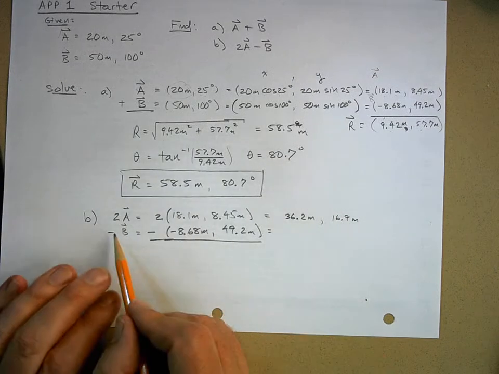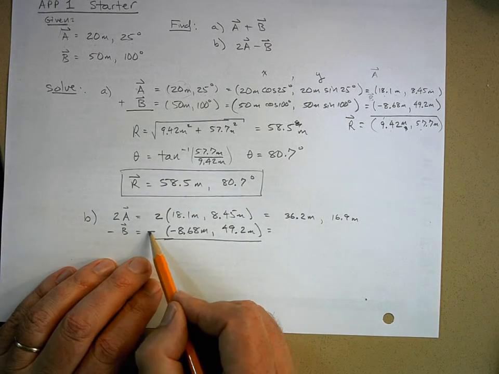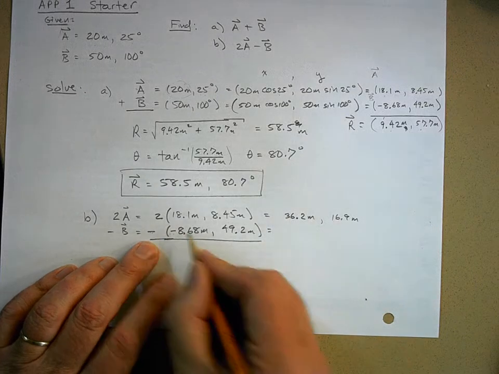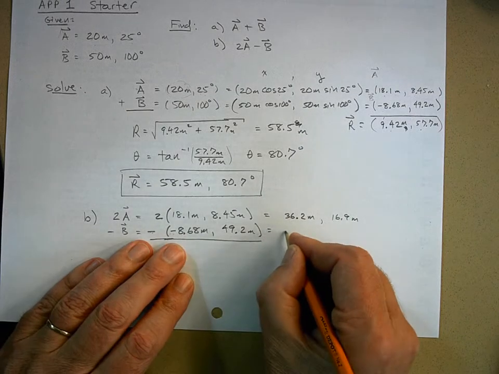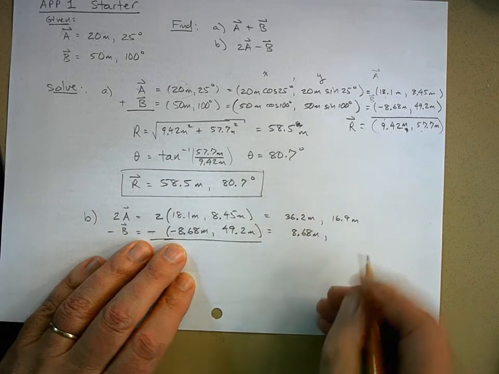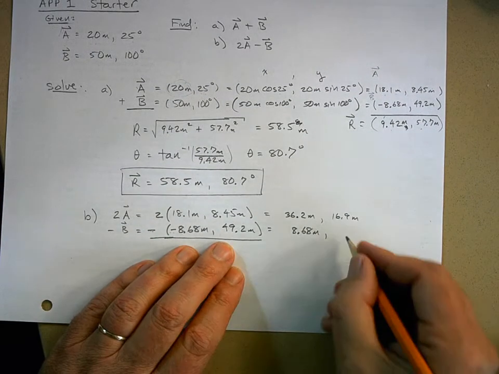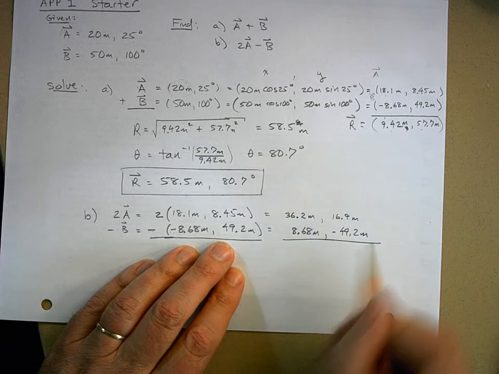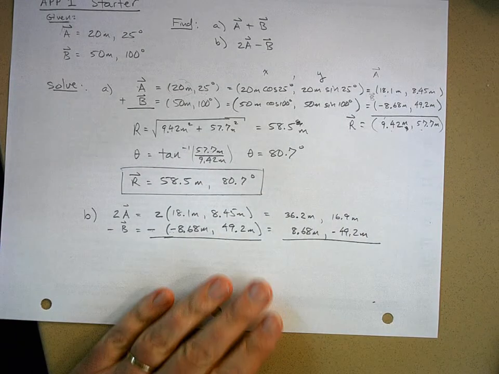And then we're going to subtract B. Well, you subtract a negative, so that's going to be minus negative 8.68. So I'm just going to say add 8.68. And then minus 49.2.